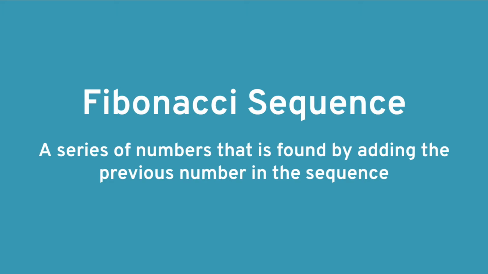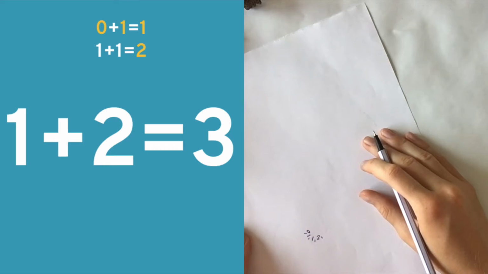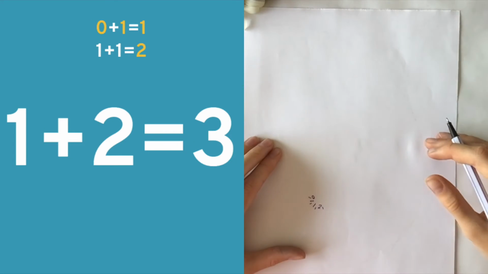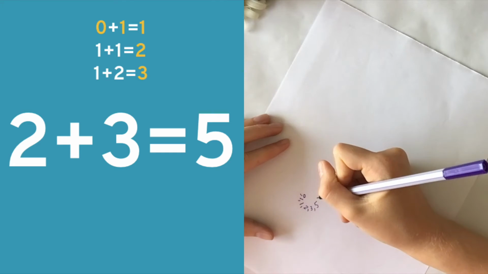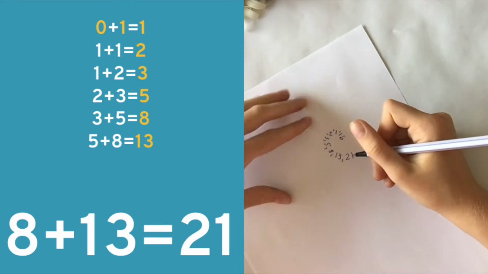The Fibonacci sequence is a series of numbers that is found by adding the previous number in the sequence. You start at 0 and add 1. Now 0 plus 1 equals 1, and 1 plus 1 equals 2. Now 1 plus 2 equals 3, and 2 plus 3 equals 5. 3 plus 5 is 8. 5 plus 8 equals 13. Add 8 to 13 and you get 21.